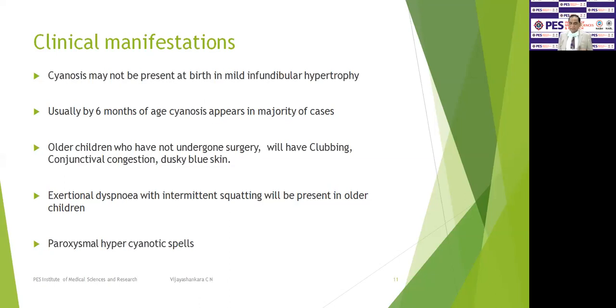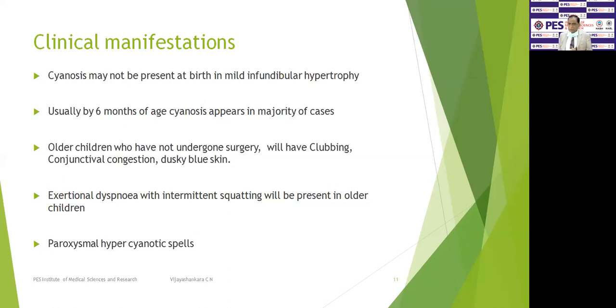But usually as the child grows up, by the age of 6 months, the infundibular hypertrophy becomes more and more marked and causes more obstruction and then diversion of the right ventricular blood into the aorta, and the saturation in the systemic circulation keeps on coming down, and that's when the child develops cyanosis.